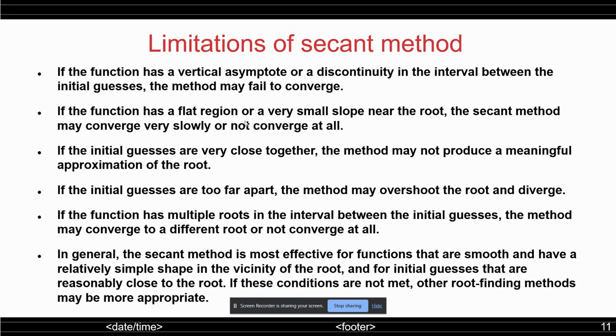That is, the secant line may not intercept the x-axis, or it may not touch the x-axis within the bounded region. If the function has multiple roots in the interval between the initial guesses, the method may converge to a different root or not converge at all. If there are multiple roots for the given equation, then we cannot rely on the secant method. In general, the secant method is most effective for functions that are smooth and have a relatively simple shape in the vicinity of the root, and for initial guesses that are reasonably close to the root. If these conditions are not met, other root finding methods may be appropriate.